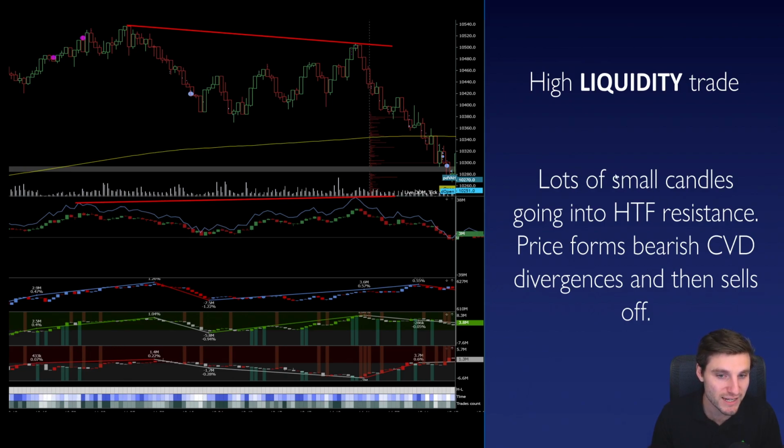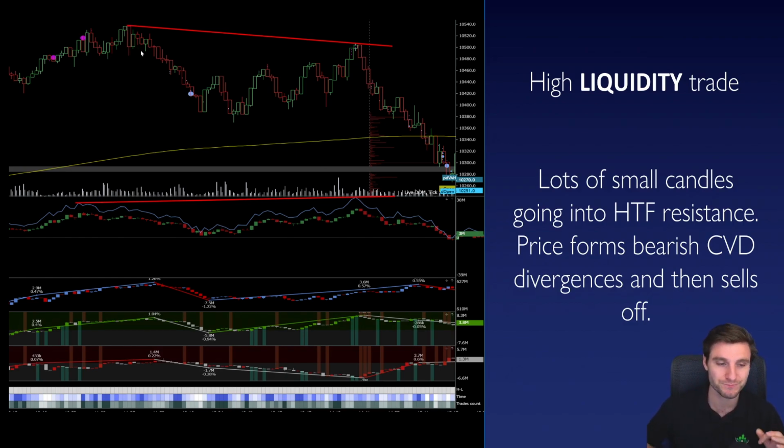And what you can see is lots of small candles going into a high time frame resistance. That's 10,500. As we know, this is still a high time frame resistance. Today's high was 10,488. Anyway, lots of small candles going into a high time frame resistance. Price forms bearish CVD divergence and then sells off.